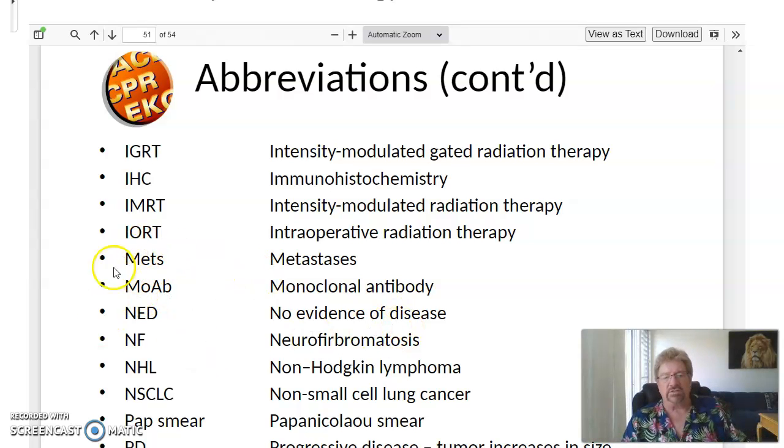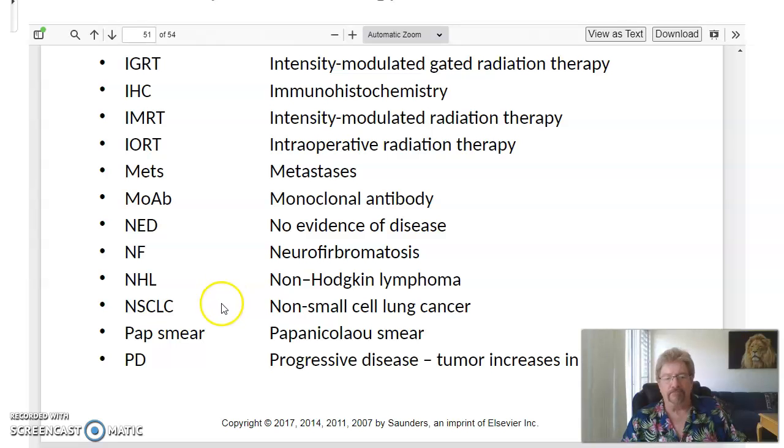Mets or metastasis, that's an important term. Pap smear, we all know what that is, right? The reason they call it a pap smear, why?